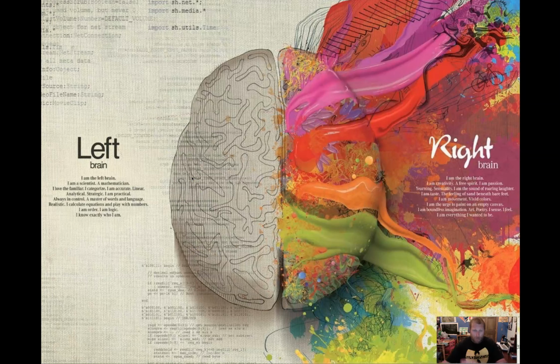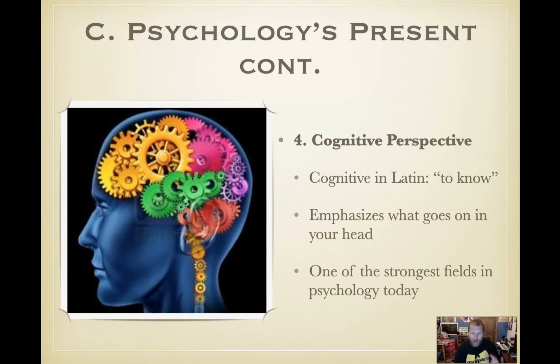We have the left brain, right brain stuff, and this is an old Mercedes-Benz ad. You can look at it. We'll learn about how this is kind of hogwash. There are things in it, but we're not one or the other. We're a little bit of both. And so that's the cognitive perspective.